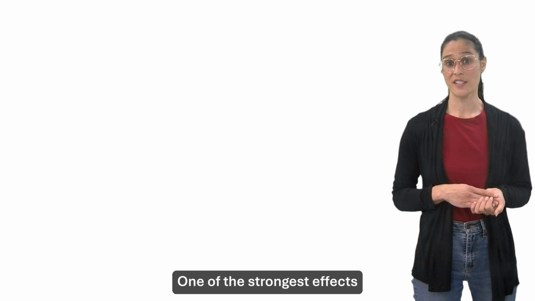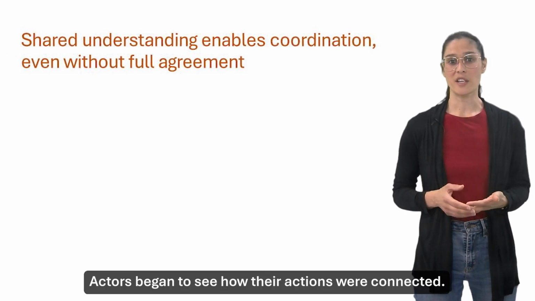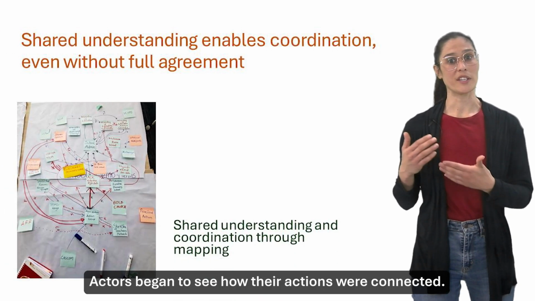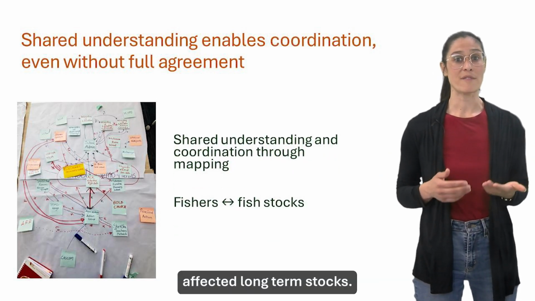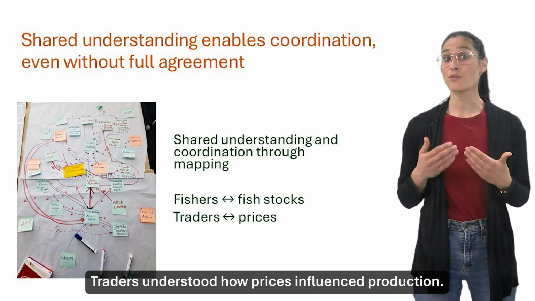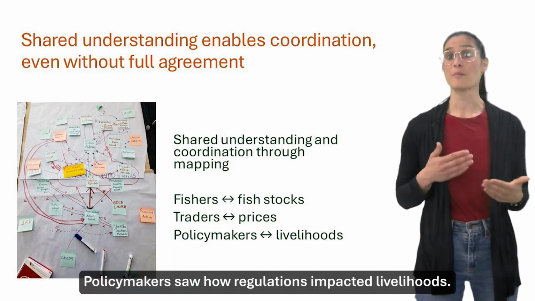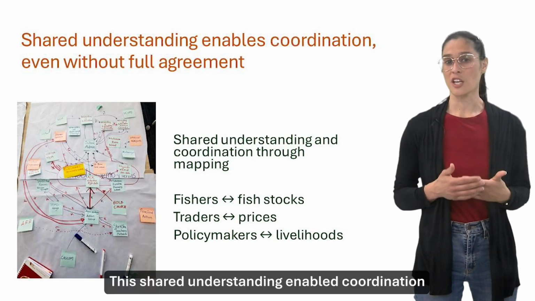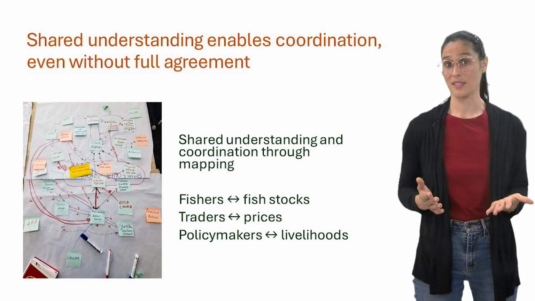One of the strongest effects of this process was coordination. Actors began to see how their actions were connected. Fishers saw how their practices affected long-term stocks. Traders understood how prices influenced production. Policymakers saw how regulations impacted livelihoods. This shared understanding enabled coordination, even without full agreement.